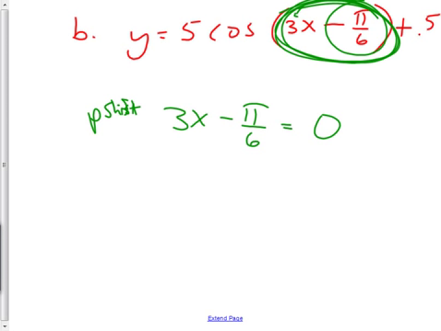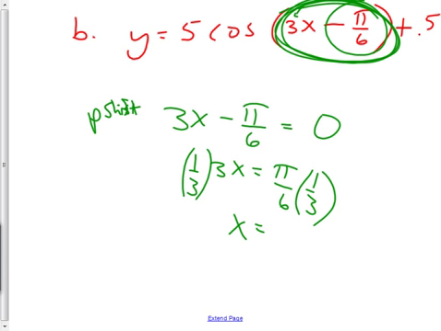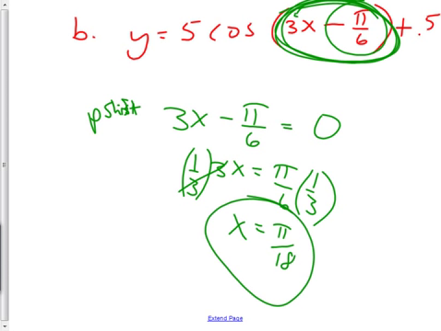That factors in the 3. So then you add pi over 6 to both sides. 3x equals pi over 6. And then you divide by 3 on both sides. Or I'd rather multiply by 1/3 on both sides, because then I can do that easier here. See? And then this will cancel this, and I have x equal to pi over 18. So that's the phase shift for that one.